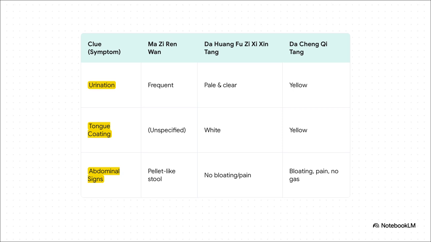But now look at patient 2. Pale urine, a white tongue coating. That suggests a cold pattern, so you need a totally different warming formula. And then patient 3 has bloating, a yellow tongue, classic signs of heat, which needs a third, completely different formula. So see, same crime, but 3 different culprits mean 3 different solutions. That is pattern differentiation in action.